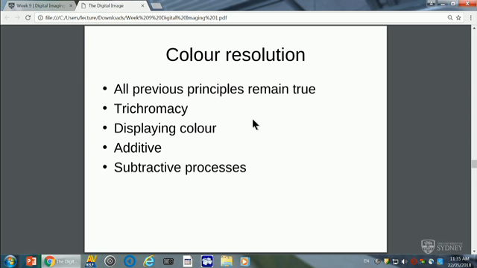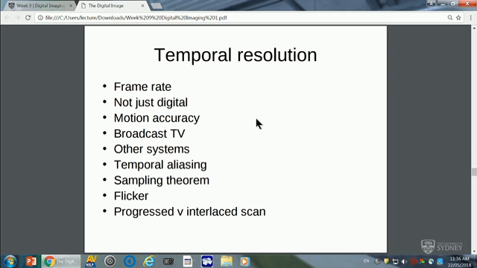The last thing then we'll do today is the temporal resolution part.